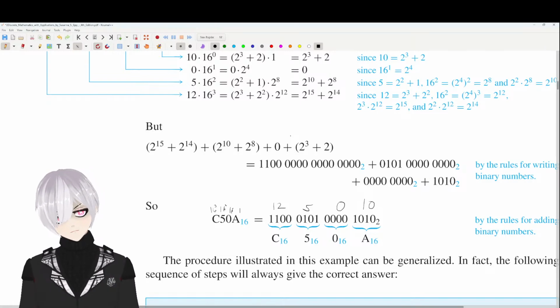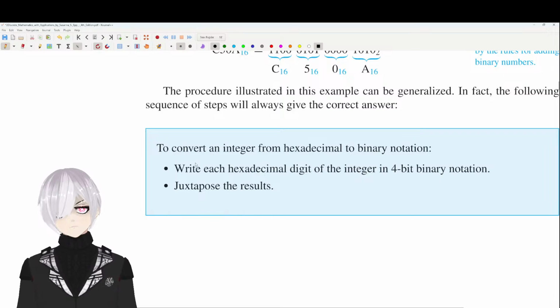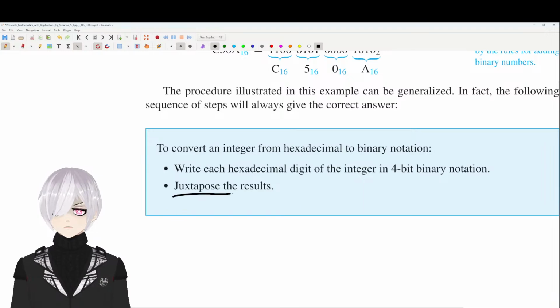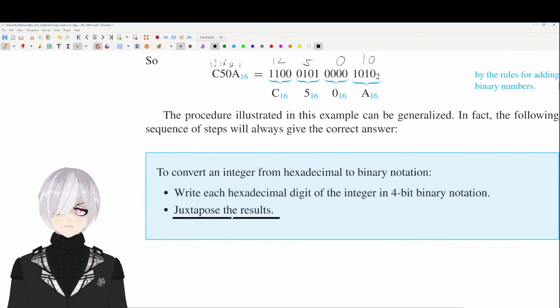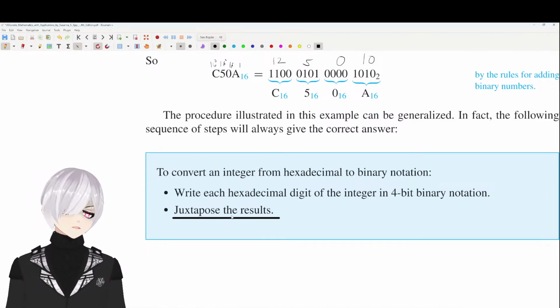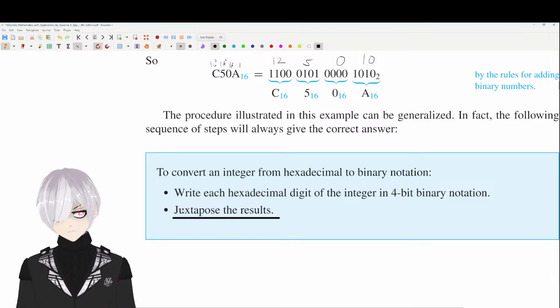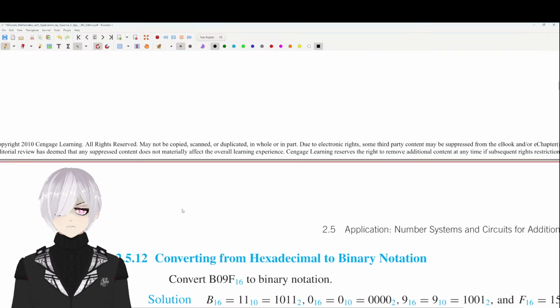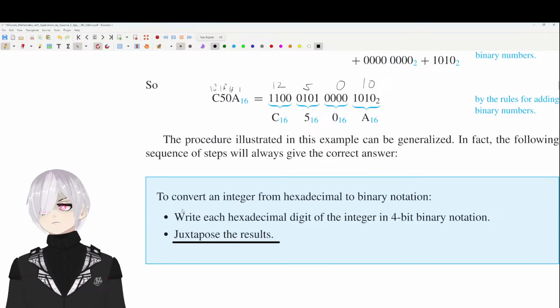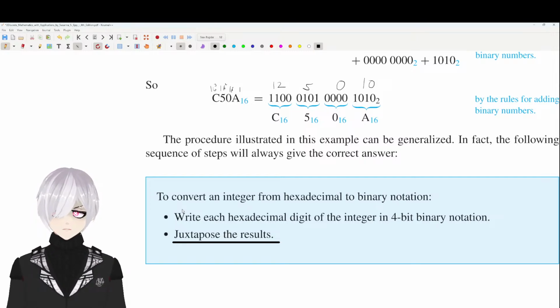I hadn't seen the whole thing. Let's see. It says we juxtapose the results. Wow, really? That's cool. So they kind of prove that it works. You write each hexadecimal digit in 4-bit binary notation. Oh, and then you just put them side by side. Wow, that's interesting.